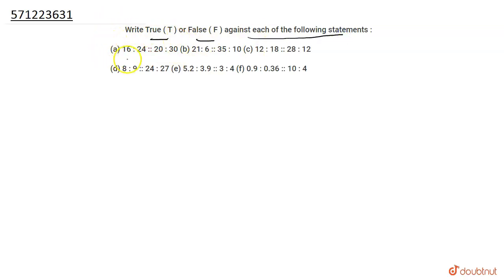Hello friends, in this question, write true or false against each of the following statements. Here some of the statements are given in question form: this is the first ratio and the second ratio, and this is the proportionality of the ratios. We have to find whether these two ratios are the same or not. First of all, we find the first ratio and the second ratio. If the ratios are the same, then the statement is true, and if the ratios are not the same, then the statement is false.